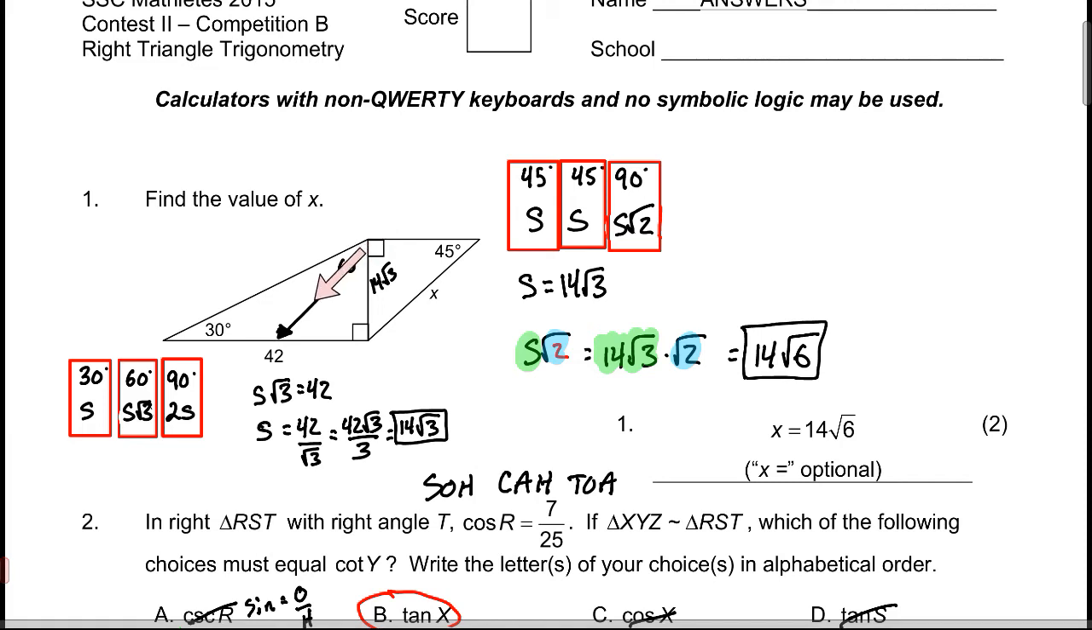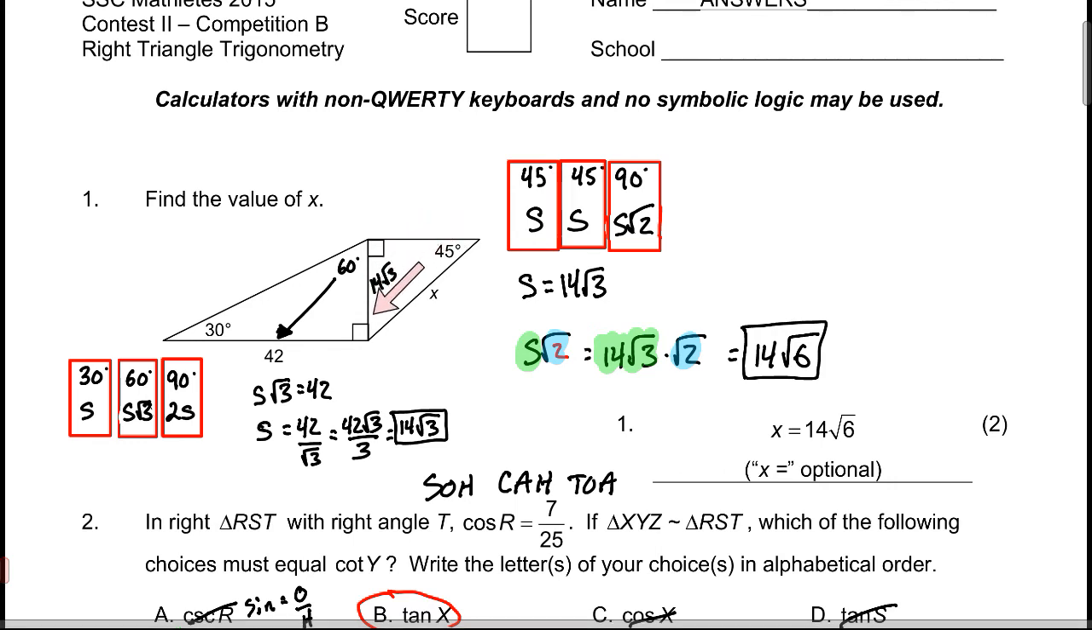The one side they did give us was across from the 60, and it was 42. Across from the 60, we call it s root 3. So s root 3 is equal to 42. Solve for s, because once we know what s is, we know the side across from the 30, which is what we want. So divide by root 3, rationalize, and you get this value of s, the side across from the 30, is 14 root 3. Okay, so I know this is 14 root 3.